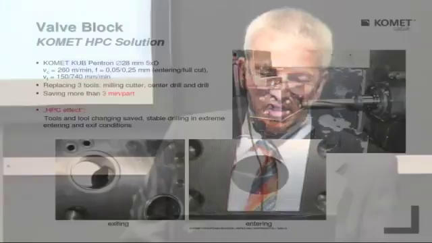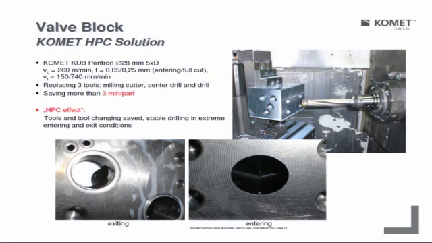This Pentron, diameter 28, 5 times D, 260 meters, 0.05 feed for the interrupted cut when entering, and then we increase it to 0.25. So replacing three tools: a milling cutter, a center drill, a drill. So more time saving, 3 minutes per part. And the HPC effect: tool and tool changing is saved, so the downtime of the machine is saved. And we have another three free pocket seats in our tool magazine.